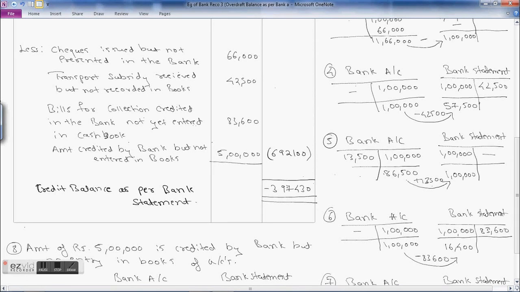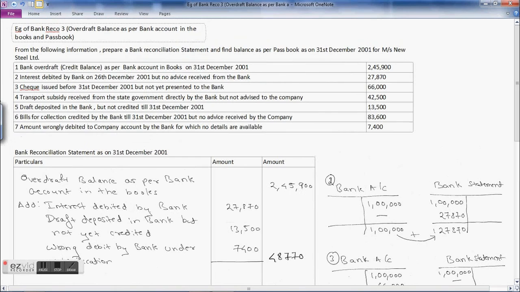So whenever such things happen, that when you start with a positive balance and you get a negative balance at the end, it will be the opposite balance. Suppose you start with a normal balance, that is debit balance as per your books and credit balance as per your bank statement, and then you get a negative balance, then it will be an overdraft balance. In this case, we had started with the overdraft balance as per bank account. So at the end, since we got the negative amount, it's a credit balance as per bank statement, that is a normal balance.